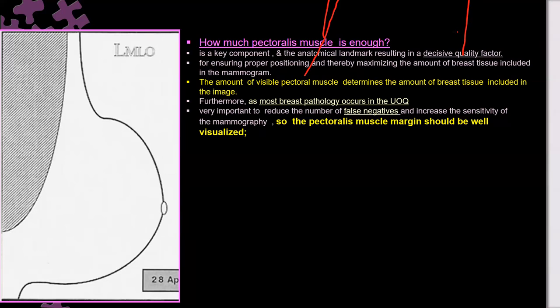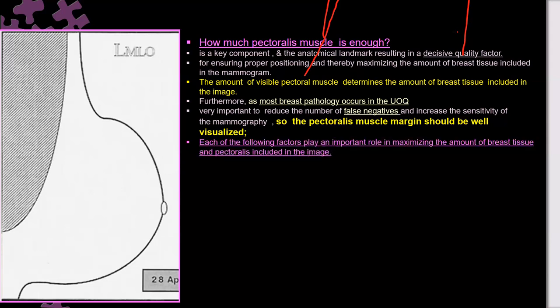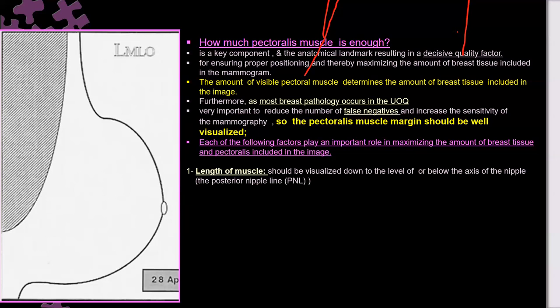Okay, so just to organize things, to remember it. We talk about the length or the height of the muscle. It should be visualized down to the level of or below the axis of the nipple, the posterior nipple line. Here, it is below the posterior nipple line. This is the length or the height of the muscle.